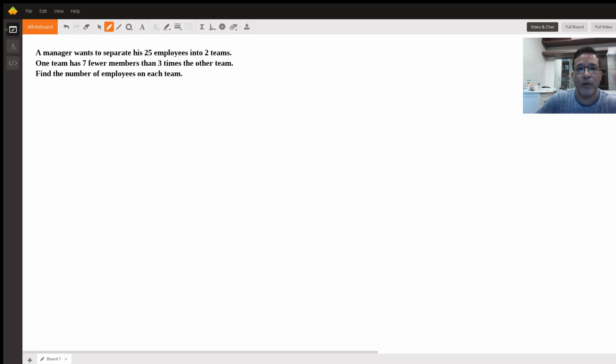We don't know the value of those two numbers, but we do know that the 2 teams together make 25 employees. So let's write that first expression. We're going to take care of a couple of things at one time. We're going to name the teams T1, T2, and we're also going to indicate the sum of the 2 is 25.